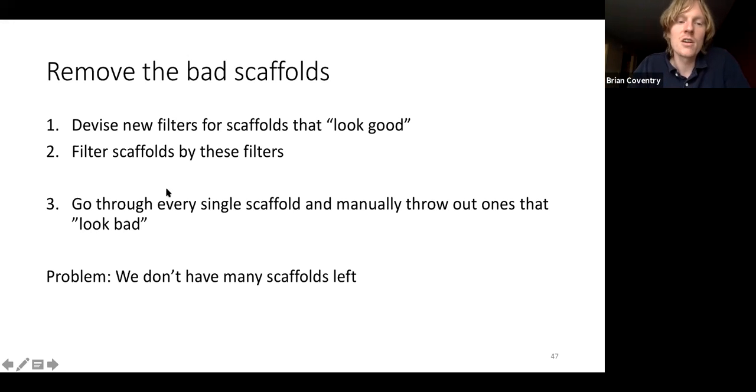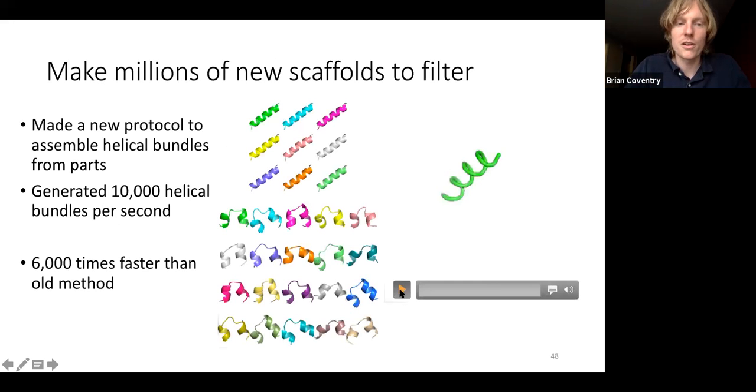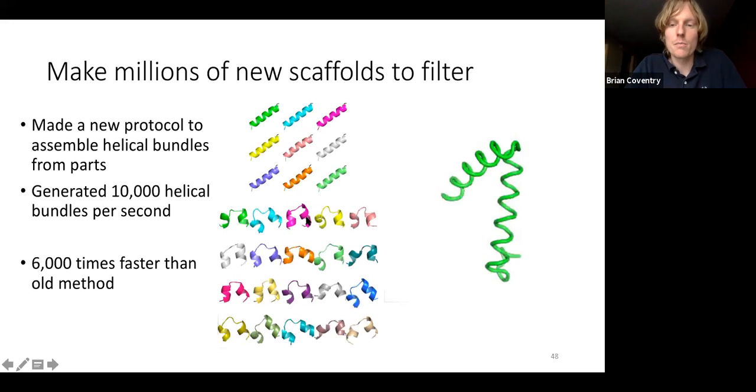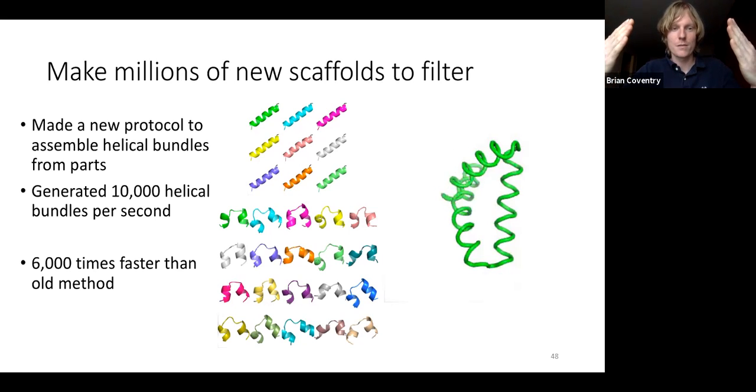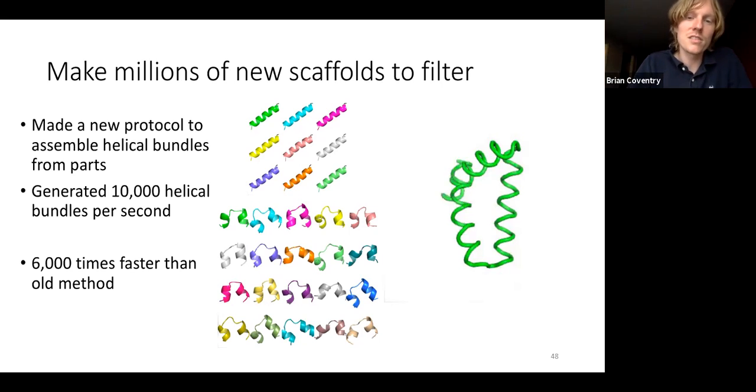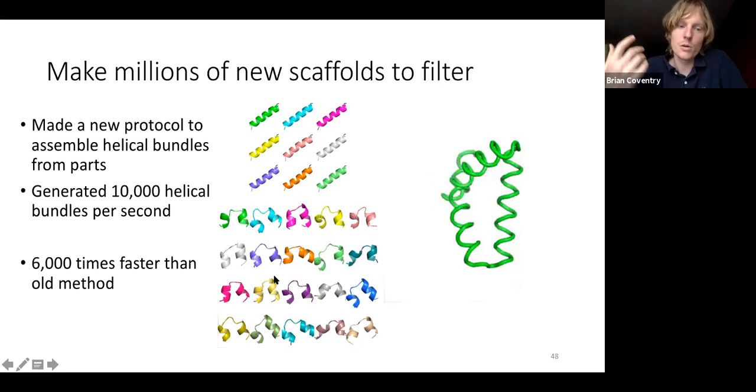And so with that, we threw away the bad scaffolds, but then we ended up with almost nothing left, which is a good thing, but now you have to make more. And so I made this cool protocol here. This is just a way to make helical bundles really fast. There's another protocol called SEWING that's similar. I'll say I co-invented, like I came to the same conclusion that they did from separate angles. But anyways, picking a bunch of helices and turns, you can assemble helical bundles.